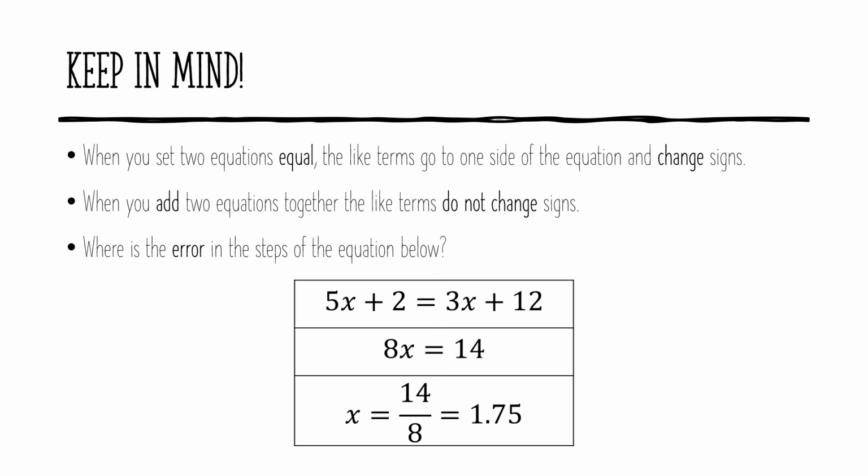So what is the error in the steps below? Well, notice this person set the two equations equal, but then on the next step, they have 8x. Well, that would be 3x plus 5x, but notice these are on opposite sides of the equation, so it should have been subtraction. Same thing with the 2 and the 12. It should have been subtracted to give you 10. So it should have been 2x equals 10 here, not 8x equals 14. So don't make that mistake.